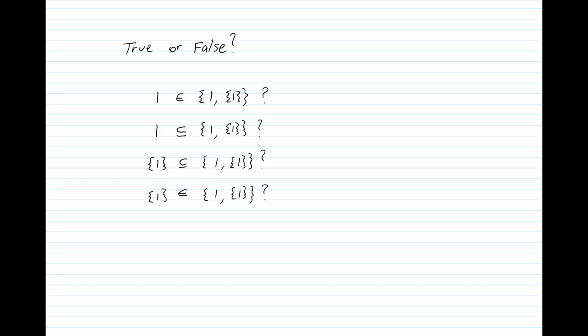Okay. So, is that an element of this set over here? Sure, I see it right there. So that's true. Okay, next question. Is this a subset of this over here? No, it's certainly not, because it's not even a set, is it? This is just a number. It's not a set. So it can't be a subset of anything. That's false.